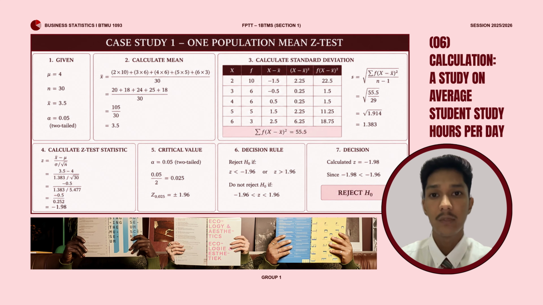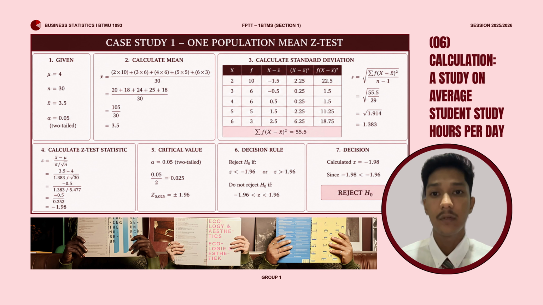For our first test, we wanted to challenge a common baseline benchmark. Do university students have an average of 4 hours of studying per day? Our starting assumption, the null hypothesis, is that the average is exactly 4 hours. Our alternative hypothesis is simply that it's not 4 hours. Now, when we calculated the actual average of all 30 students combined, the result came out to 3.5 hours.